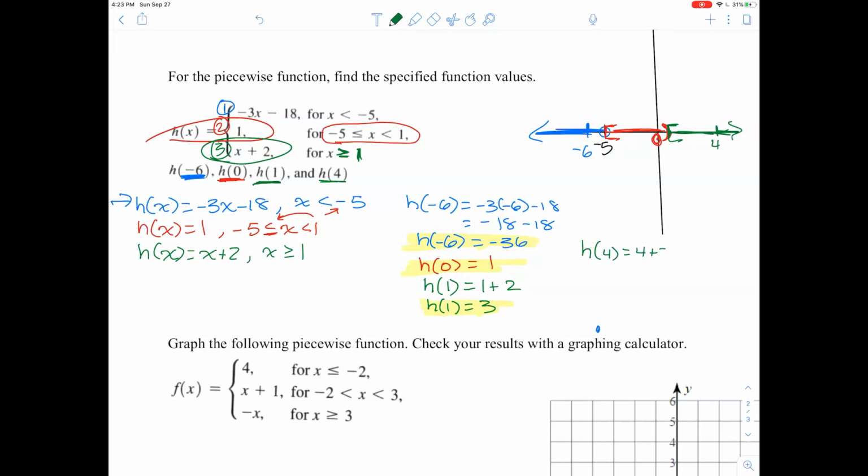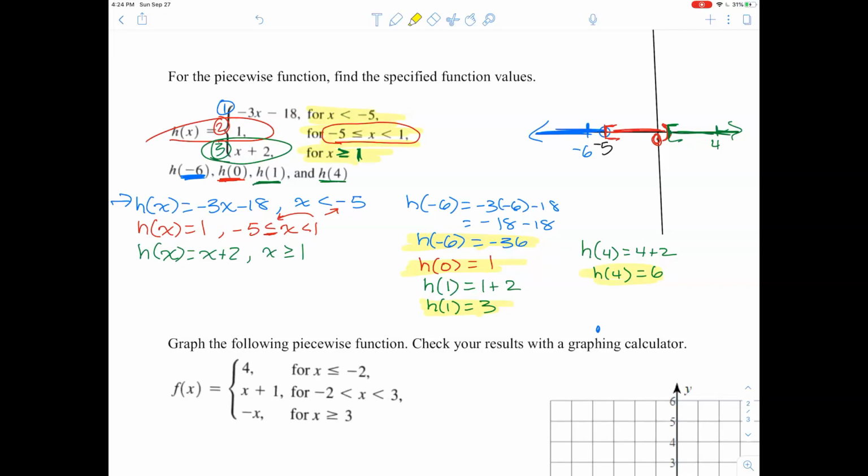I mean, 4 plus 2, who can do that arithmetic these days? Silly sarcasm. And there we have that. And so that's how you find specified function values. You just really have to look at the conditions that are set here in the piecewise function over the given pieces of the domain. Okay?